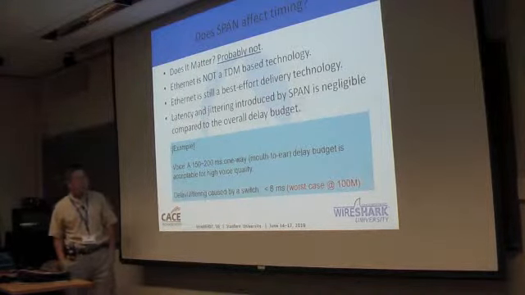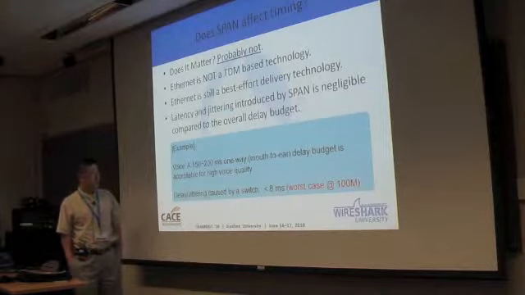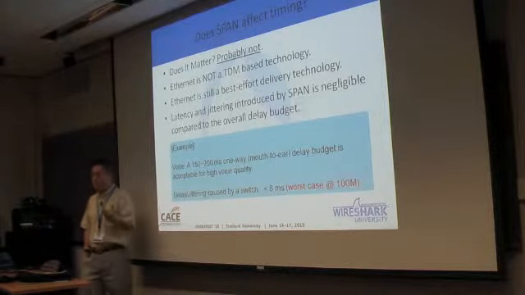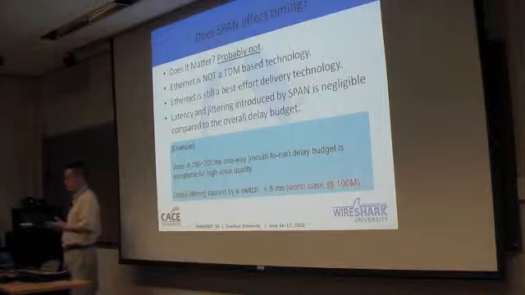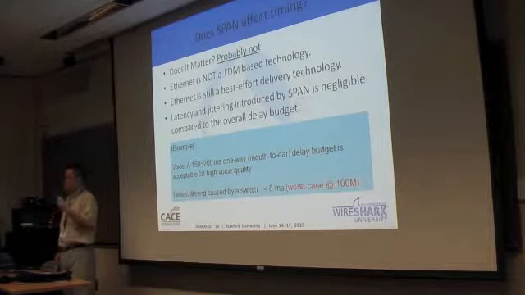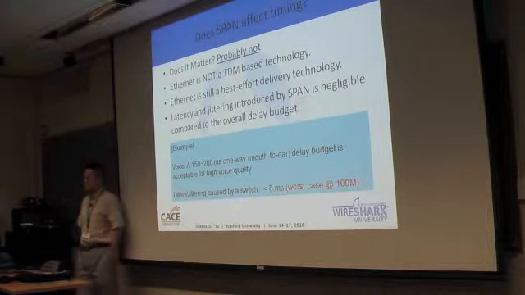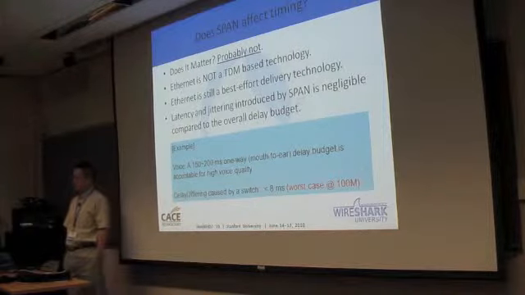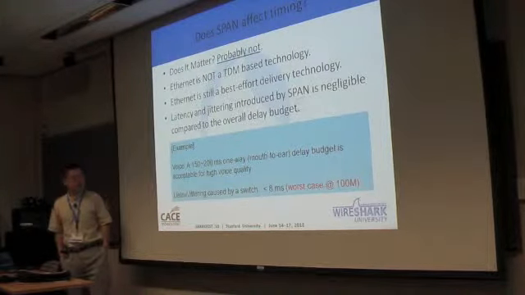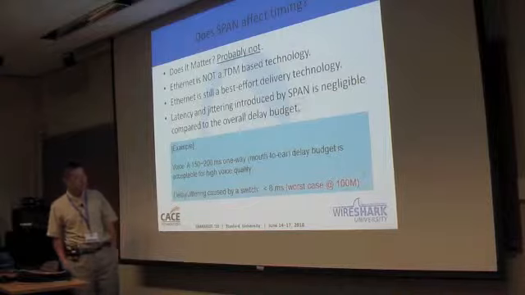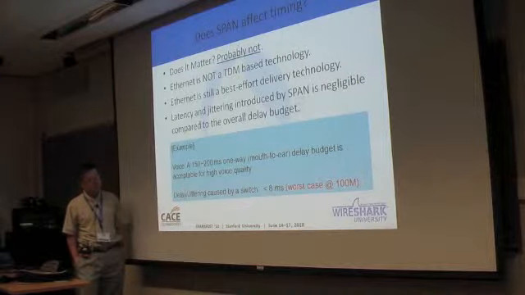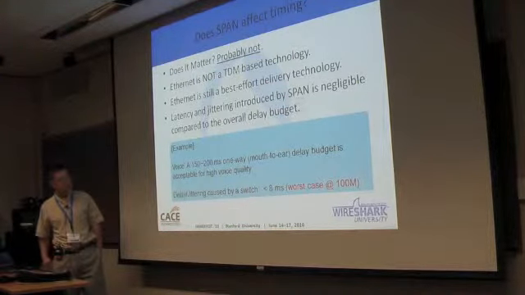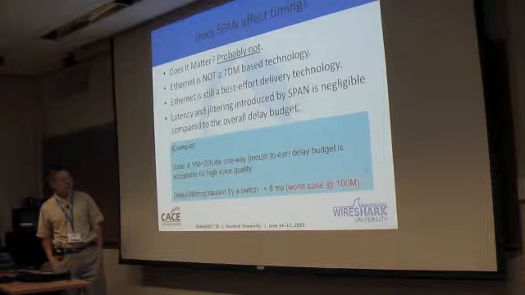Here is an example. Voice is considered the most sensitive thing to delay and jitter, even more sensitive than video. And for voice, to have high quality voice, a budget of 150 to 200 milliseconds one way is acceptable.